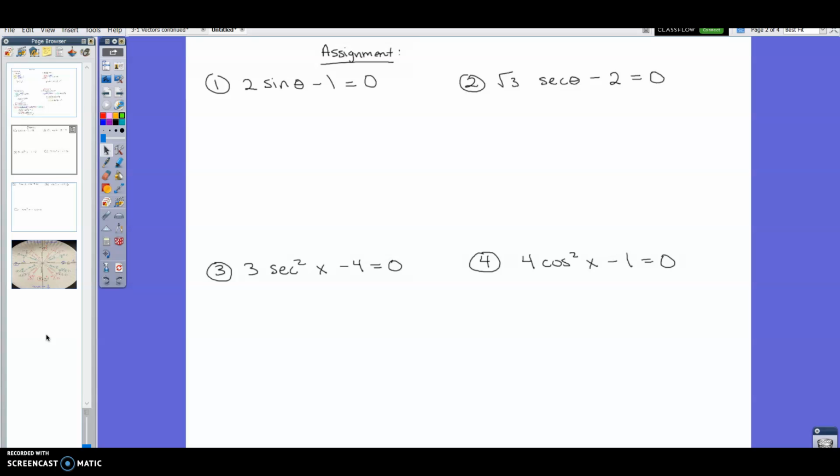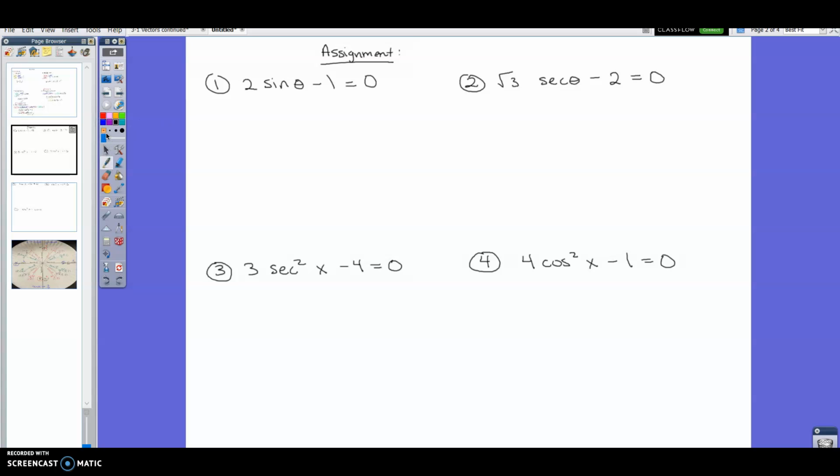Okay, so what we're doing on this assignment is we're trying to solve and get the trig function by itself first, so that, for example, on number 1, we want to get sine theta equals some number. Then we want to state basically all the angles that theta could be that give us that particular sine or y value. So first thing we need to do is solve to get sine by itself.